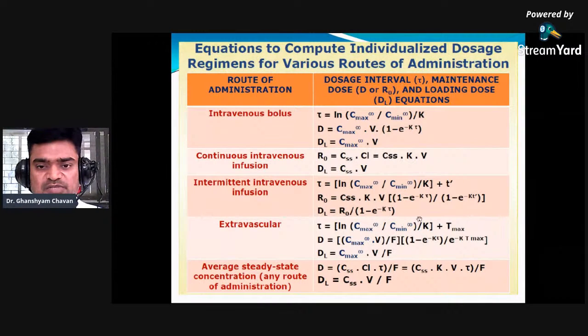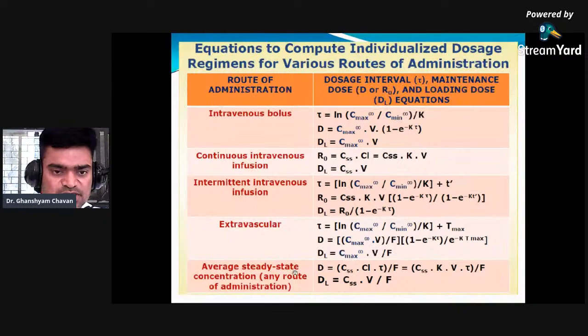Now in case of extravascular, T is equal to ln(Cmax∞/Cmin∞) divided by K plus Tmax. D is equal to Cmax∞ into V divided by F. So these are the formulas. Again, for average steady state concentration, for any route of administration, the formula is D is equal to Css clearance into T divided by F, which is equal to Css into K into V into T divided by F, and the final formula is DL is equal to Css into V divided by F.